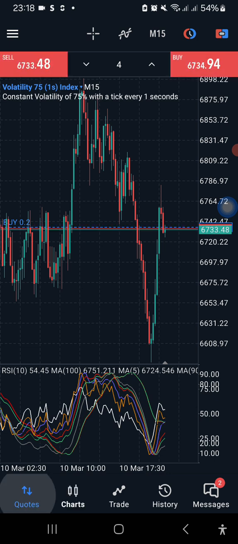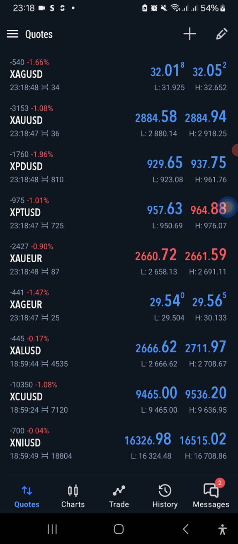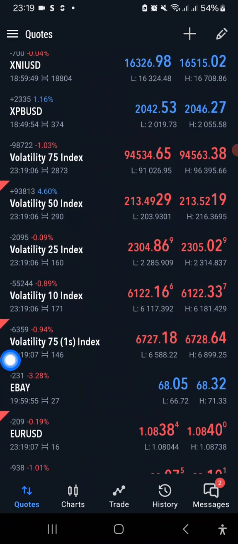So let's go back to quotes. Let me start by explaining some of the buttons in MetaTrader 5. So we have the quote. I have already explained what quote is. That's where you are going to get all your symbols or your pairs that you are going to trade. These are symbols or pairs.